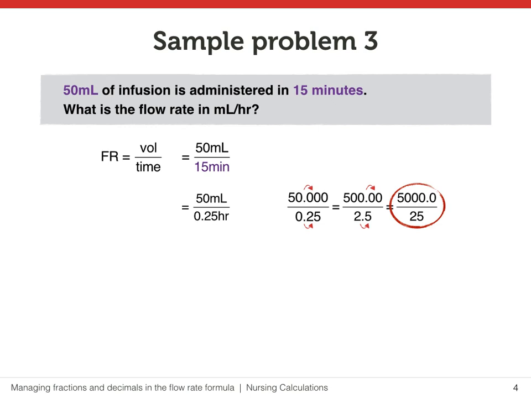This is equivalent, the numbers are bigger, but the fraction overall comes down to the same thing that we started with. And most importantly, we are now dealing with only whole numbers within our fraction. So 5,000 mils divided by 25 hours. This is a straightforward long division. 5,000 divided by 25 equals 200. And, as we expected, the answer is 200 mils per hour.